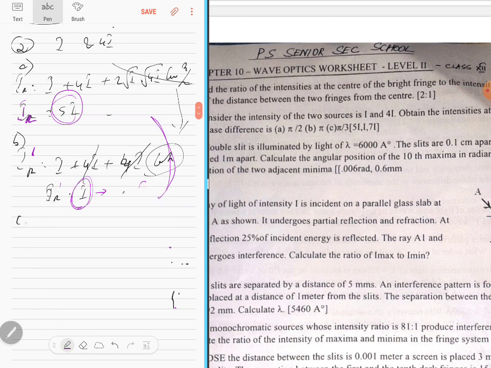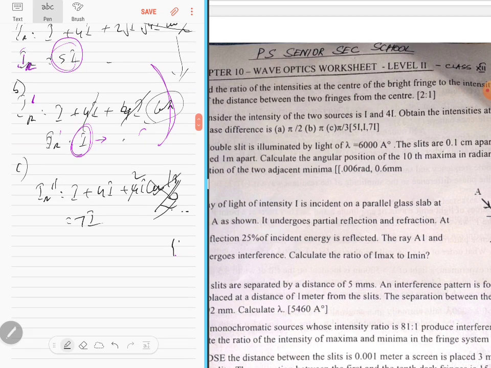So next is sum number C, where the phase difference is pi by 3. So it's cos pi by 3, and cos 60 itself is 1 by 2. So IR double dash, the resultant at that point C, is I plus 4I plus 4I cos pi by 3, and cos 60 is 1 by 2, so it will become 2I, so it will become 7I. And they've left it like that.